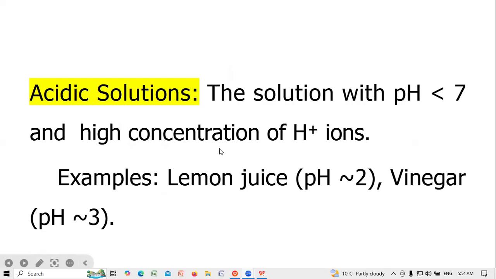Acidic solution. The pH is lower than 7 with a high concentration of H plus ions. For example, lemon juice has a pH of 2, vinegar 3.